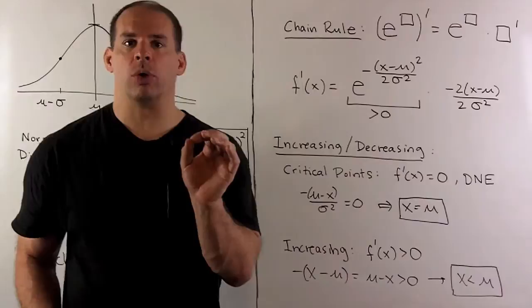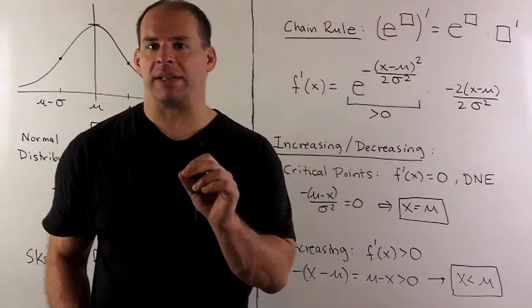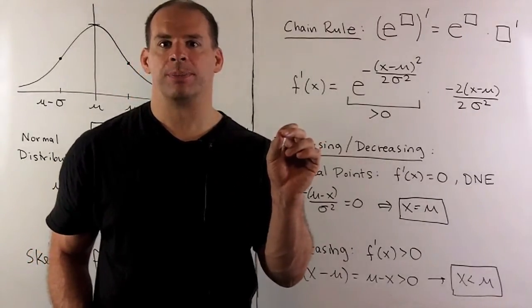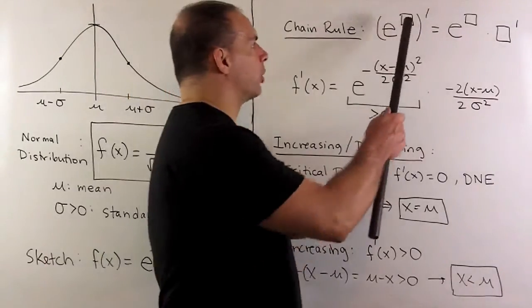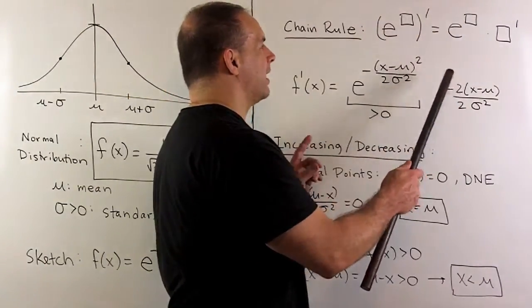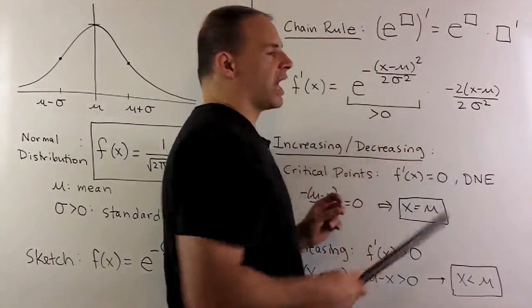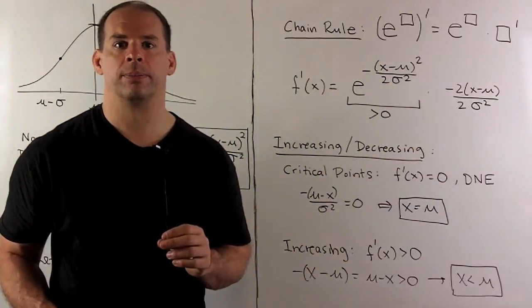So for our chain rule, the derivative of e to the x with respect to x is just e to the x. So for our outside function, we just leave it alone, put our inside function back in, and then we just multiply by the derivative of the inside, which would be box prime.